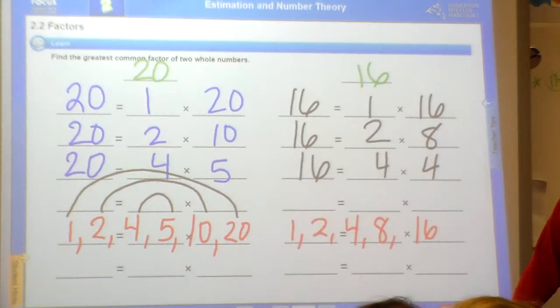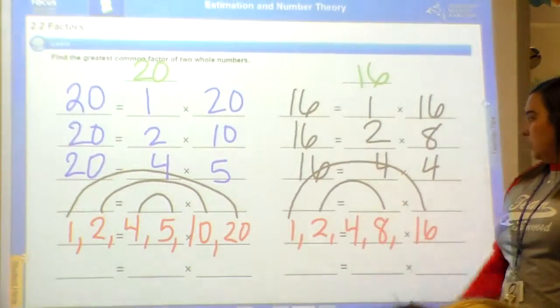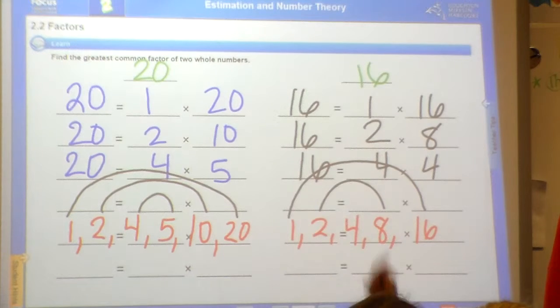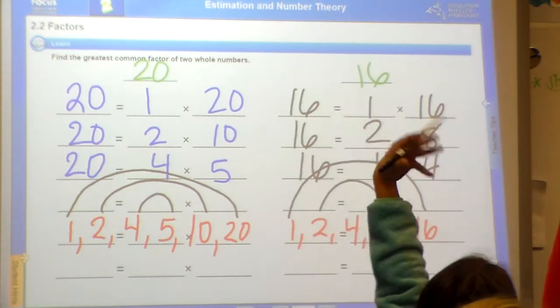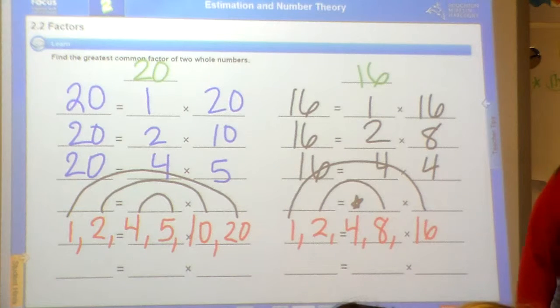MJ? Rainbow lines. 1 and 16 go together. 8 and 2 go together. But what do we do with 4 if we know 4 is a double? What trick did I tell you? Sebastian? Put a star over it so we know 4 is special. He's a double. Okay?